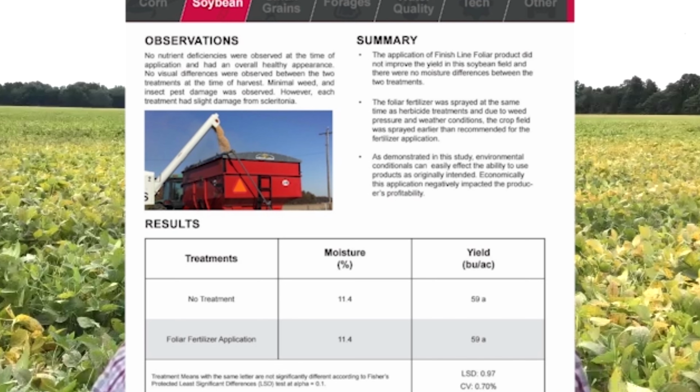So we didn't see the yield result that we typically want to see with an on-farm research plot, but I think this was a very valuable research plot in the fact that we learned so much about the use of these foliar fertilizers. You have to be able to make these management decisions if you plan on using them.